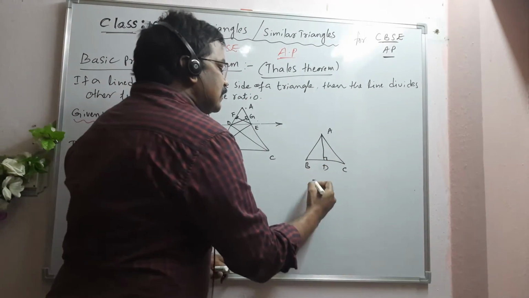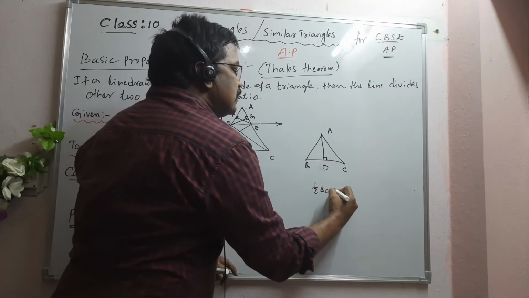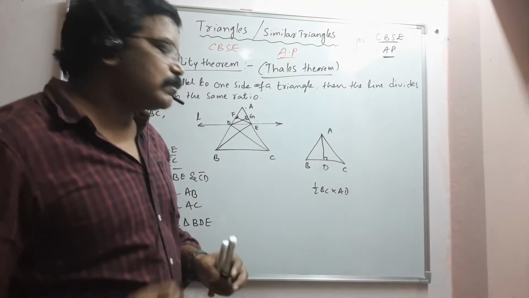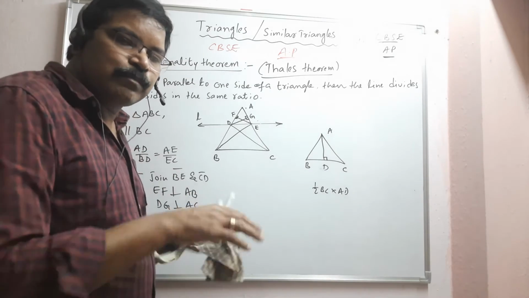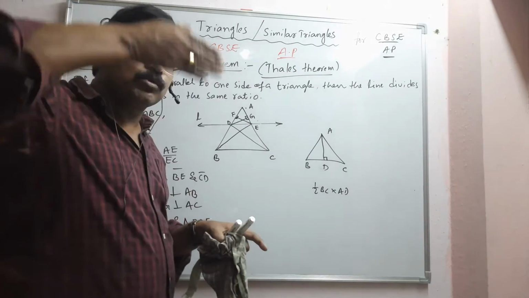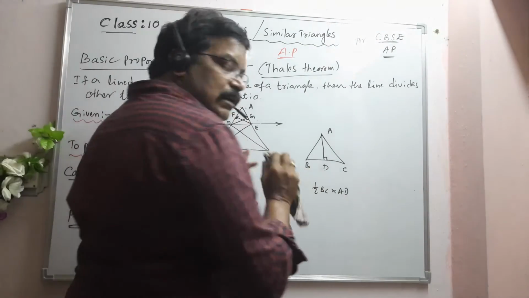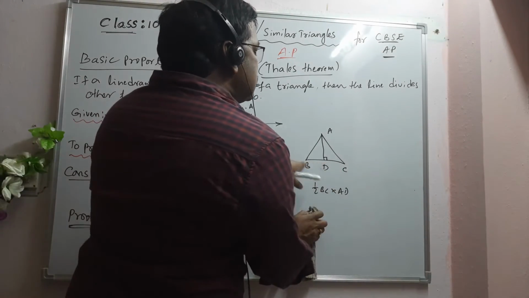See, in this triangle, base is BC and altitude is AD. AD means altitude. That means it's a line perpendicular to the base and also passing through the opposite vertex. That is called an altitude. Right, understand? So half into BC into AD.